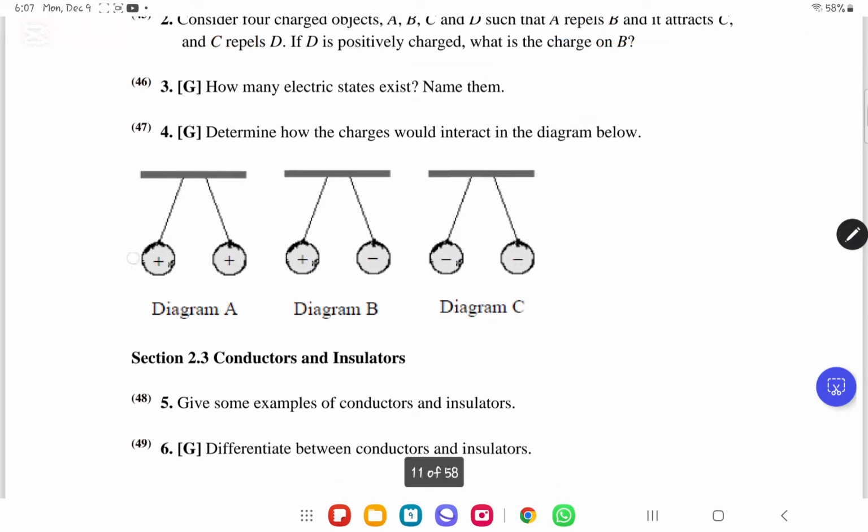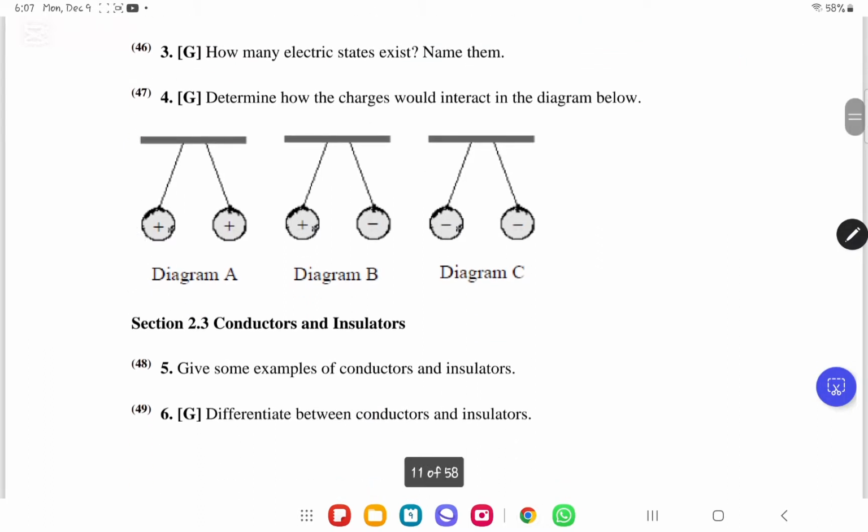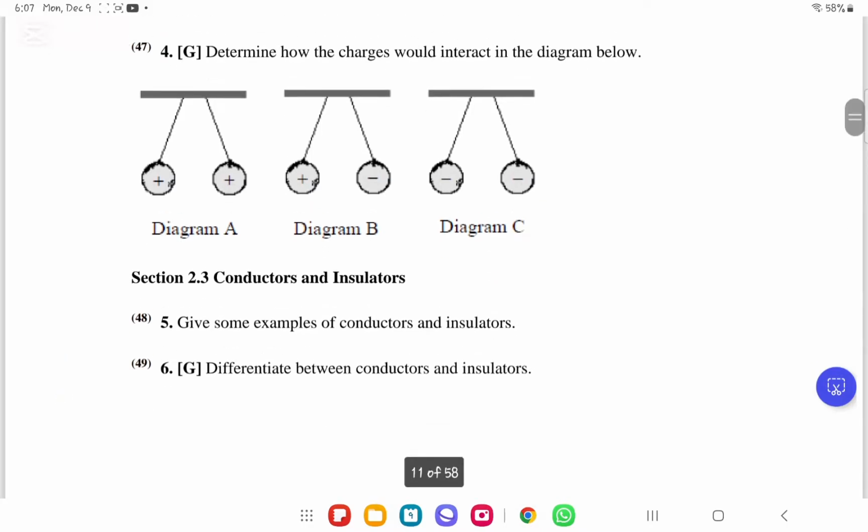Moving on to question number 3, how many electric states exist? We have two electric states, which are the positive and the negative states. Determine how the charges would interact in the diagram below. Diagram 1, diagram A, diagram B, diagram C, and that is it.